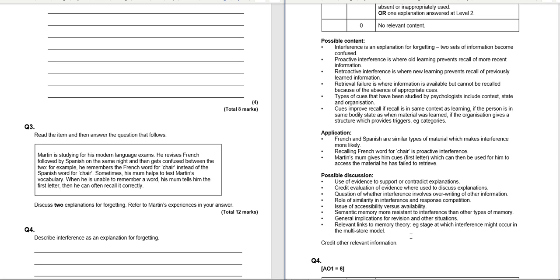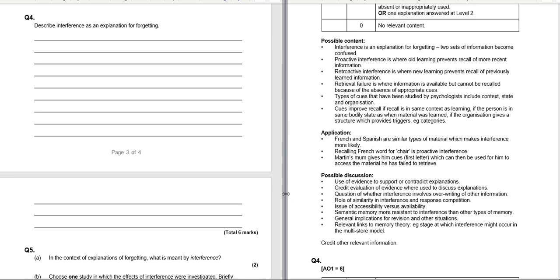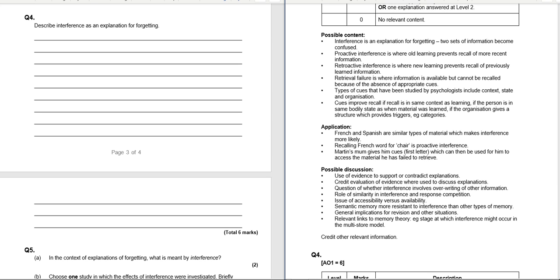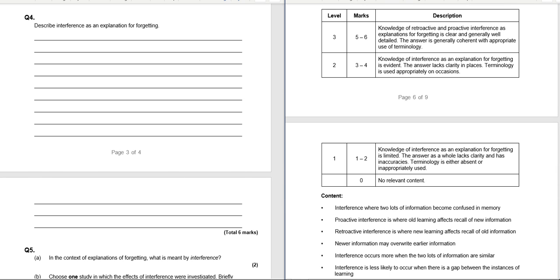So it does say credit any other relevant information, but you could basically link it to memory theory. If you could try to link it to any of the theories of memory, you could do, but I would say the easiest way there to access that would be through research evidence. This is quite an easy question. 6 marks. Describe interference as an explanation for forgetting. It's a complete AO1 question, so you don't have to refer to any research there at all, but you could do if you wanted to.